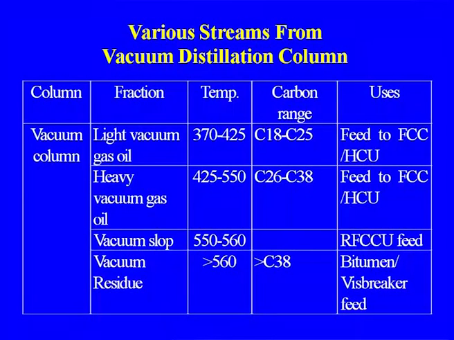These are the products which you are getting from the vacuum distillation column: the light vacuum gas oil, heavy vacuum gas oil, vacuum slops, and vacuum residue, which will have the bitumen, or it will go to the visbreaker unit, feed to FCC, catalytic cracking, or the hydrocracking units.